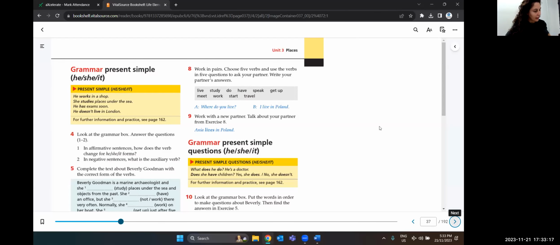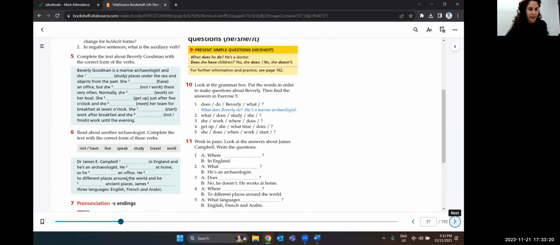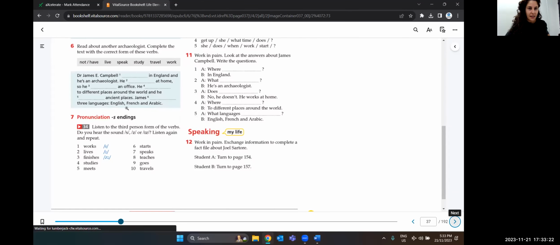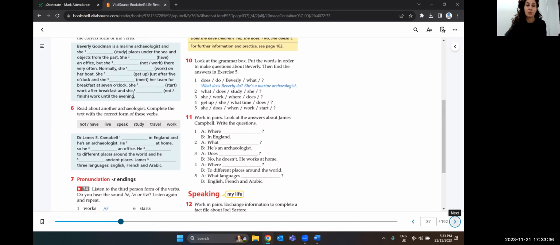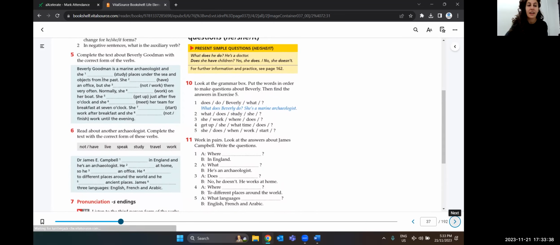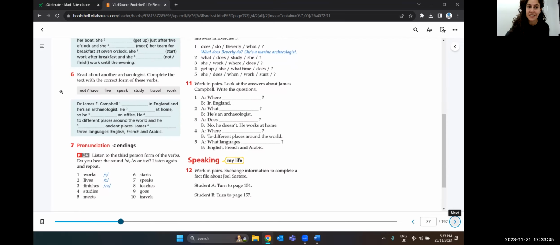So we're on page, I believe we're here. We're just finishing off the archaeologists. Remember how we looked at Dr. Beverly Goodman. She was a marine archaeologist. So we were able to write about her, Beverly Goodman, and put the sentences in the present simple. So we did number 5 last lesson. Now we're going to do number 6.